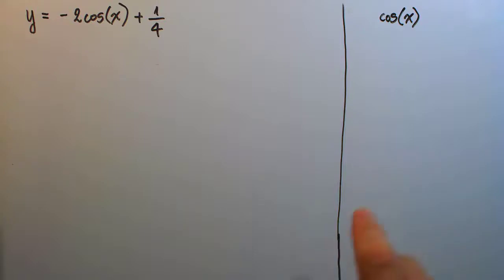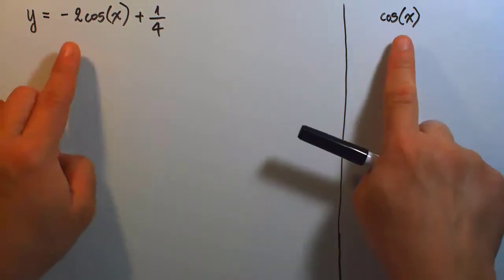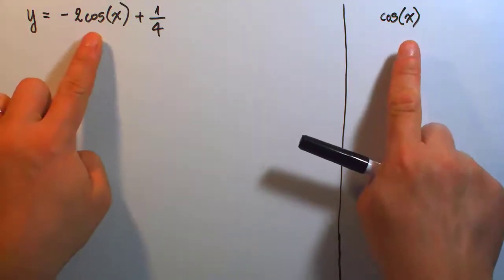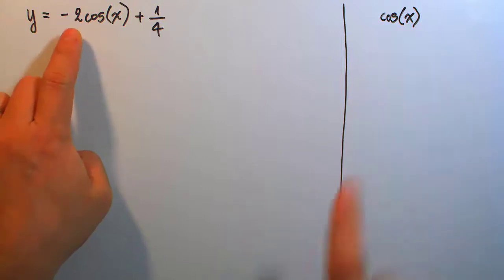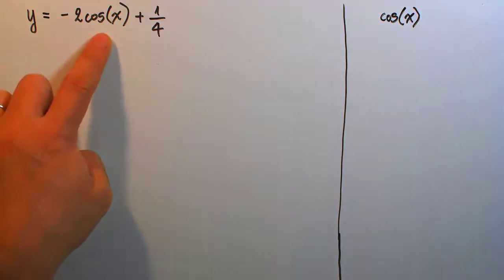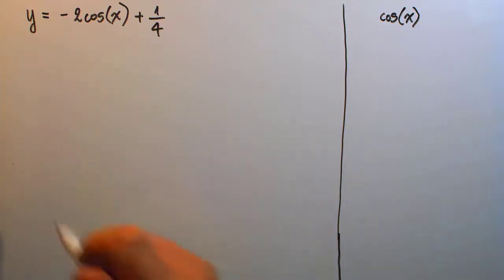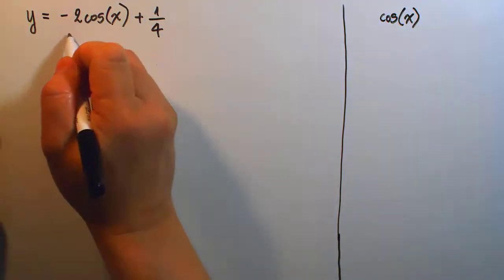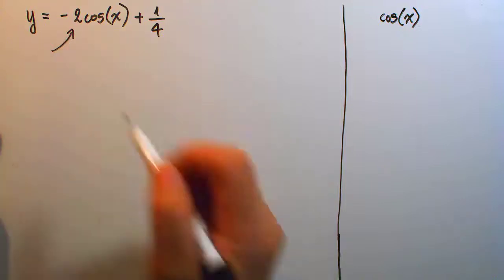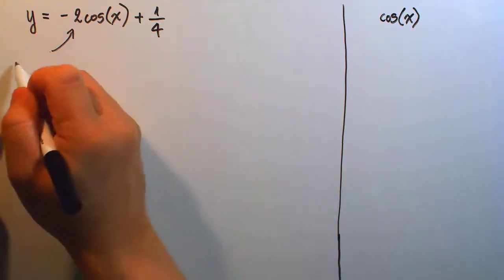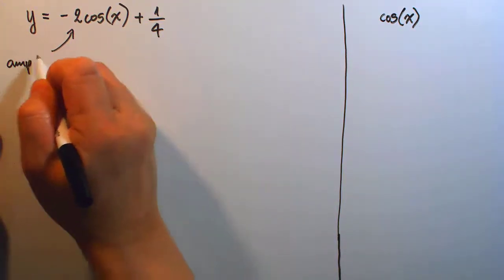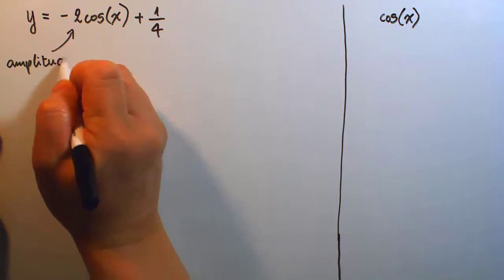Looking into the two functions and comparing with the original cosine of x, my current function has a coefficient minus 2 in front of cosine of x. And so, tackling that minus 2 as a coefficient, I am expecting some amplitude change.